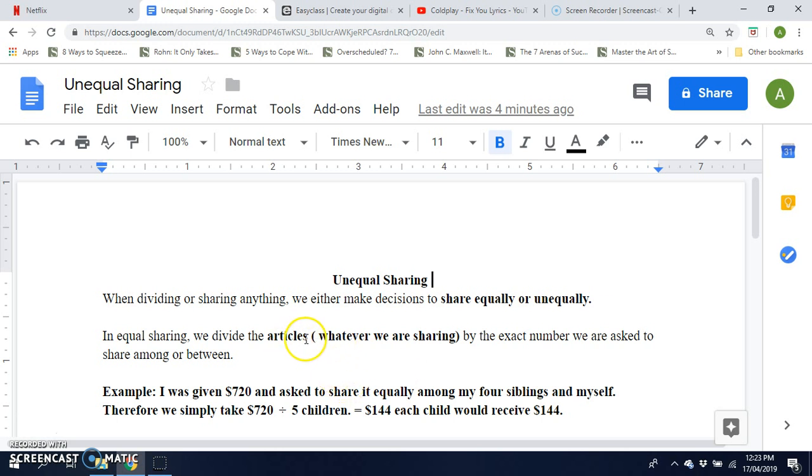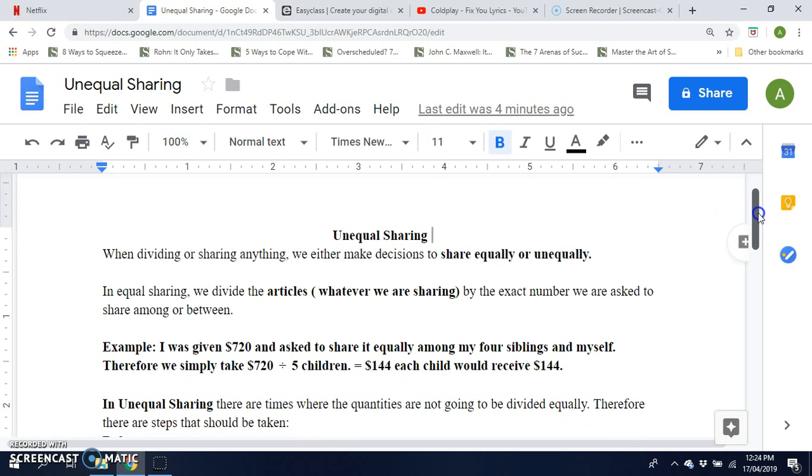If you ever see the word article in mathematics, article is just a word that is used to highlight anything. So an article could be a pen, it could be money, it could be boxes. It is just a word that is used for items, basically. If we are sharing something equally, you just basically divide. Look at this example.